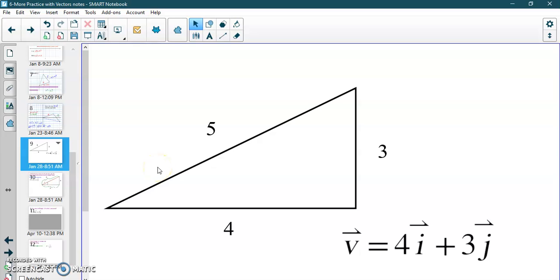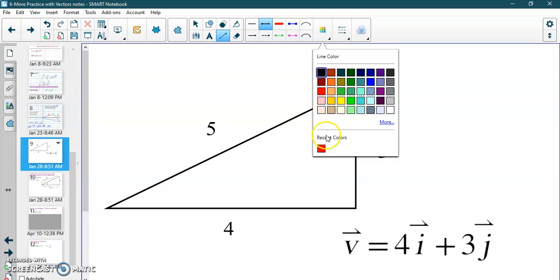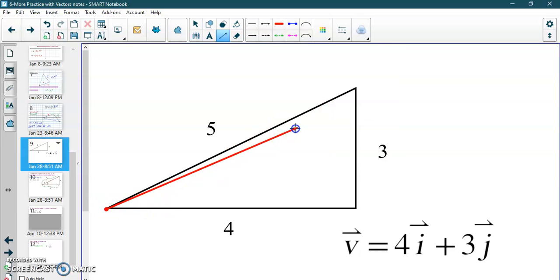In this video, we're going to take a quick look at unit vectors. Let's start with this vector, vector v. You can see right here we've got the components 4i plus 3j. If we draw that out, our horizontal distance is 4, and since it's positive, we're going to the right.